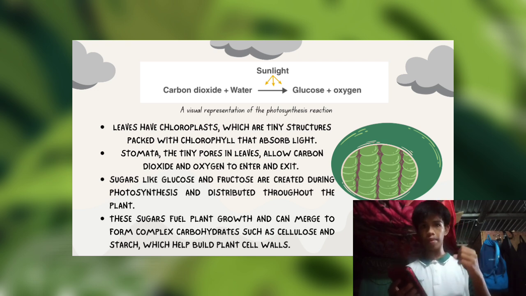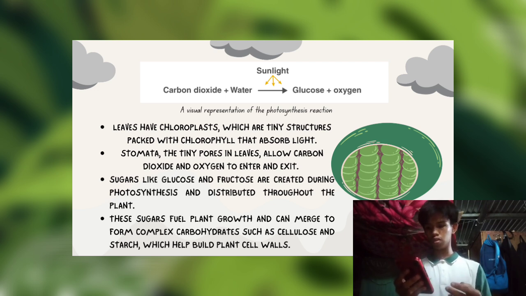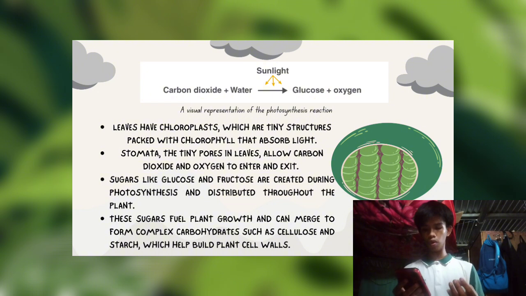So these are the three things needed: sunlight, water from the soil, and carbon dioxide. Water and carbon dioxide become glucose and fructose, which give energy to the plant so it can grow.